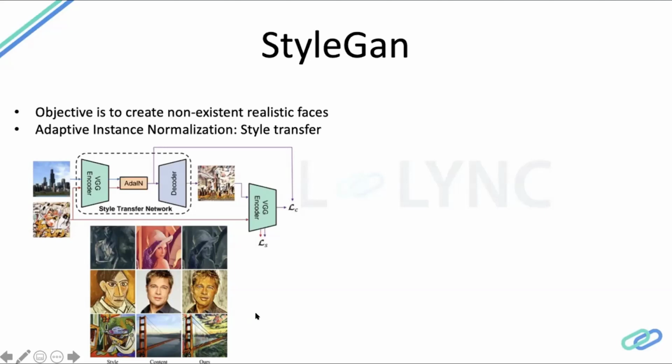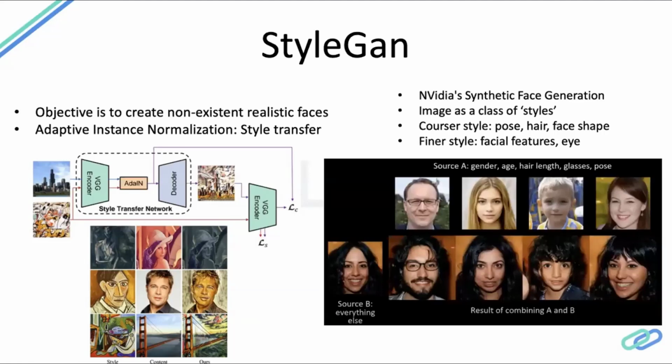So that's pretty cool. All right, so the next work is NVIDIA's stalwart work in the field, and if you ask for my opinion, it's a bit scary. What they're trying to do is find styles in an image. That means there's a core style they have to find for facial images. They're finding the pose, hair shape, and so on and so forth. For finer styles, they're finding facial features, eyes, age, and that kind of thing. So suppose this top row is your source A. From this source, it will take the gender, the age, the hair length, glasses, pose, and so on and so forth. And from source B, it will take everything else.